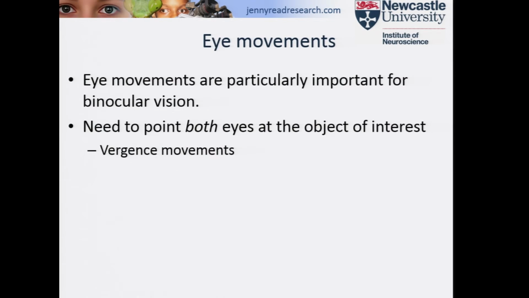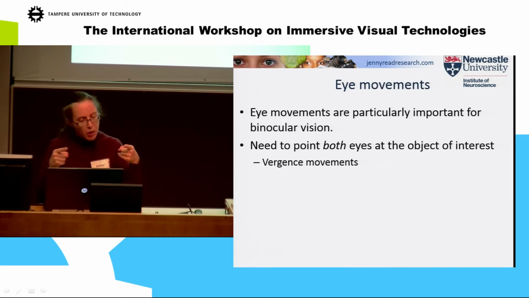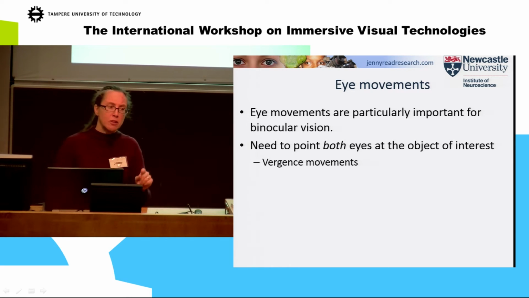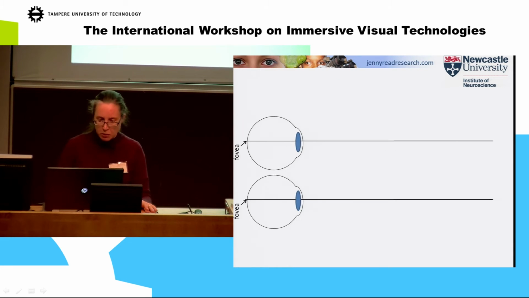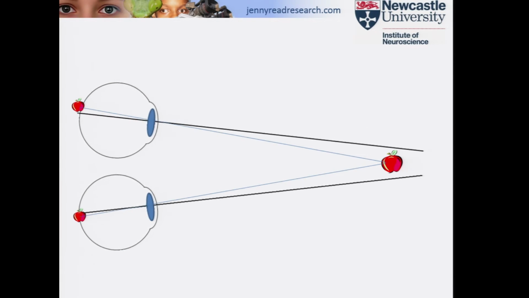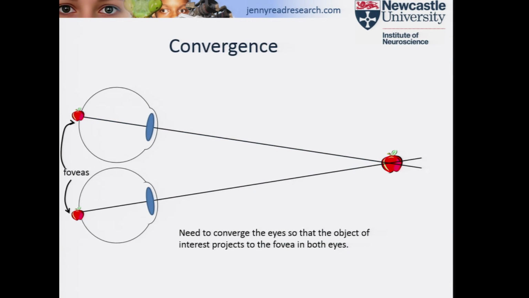Now, eye movements, obviously, as I've just laid out, are important for all vision, but they're arguably particularly important for binocular vision. We have 2 eyes, and we need to point both of them at the object of interest. And movements of the eyes in opposite directions in the 2 eyes are called vergence movements. The idea is if you want to look at this apple, then you need to bring both foveas to point at it.